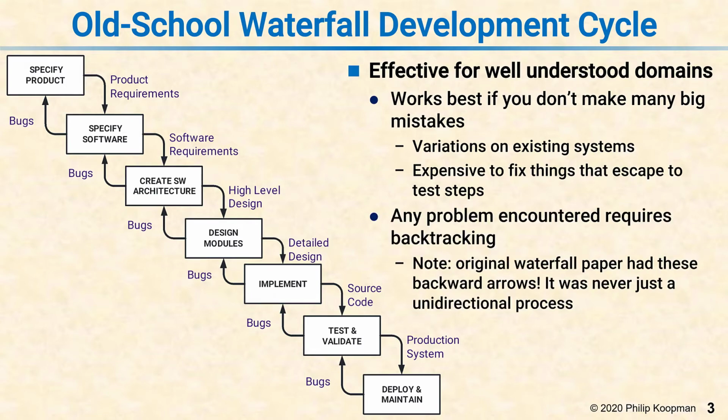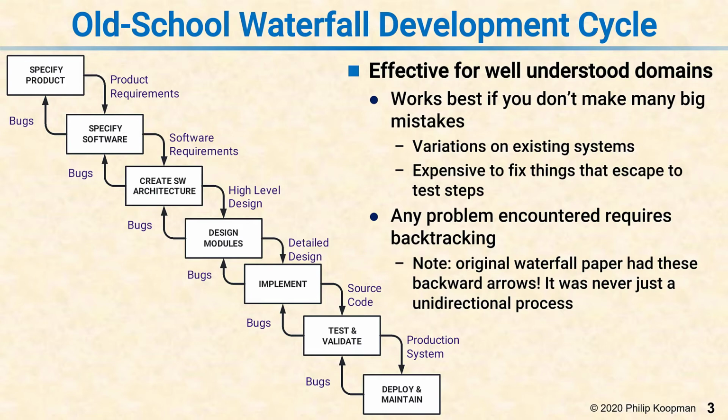So for example, if you make a big mistake in the product requirements and don't find out about it until you're testing and validating, you have to go all the way back up the waterfall and back down it again to make the change. So changes can be very expensive, and this is optimized for projects on mature technology that know pretty much what they're going to do and how they're going to do it, and they just need to get all the pieces done.